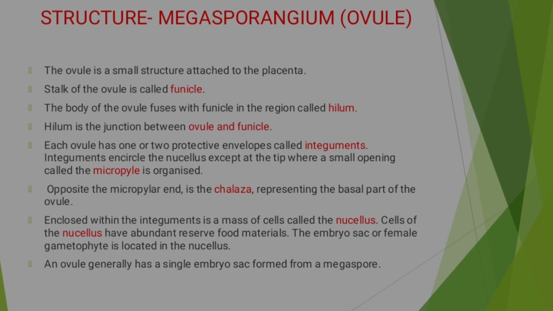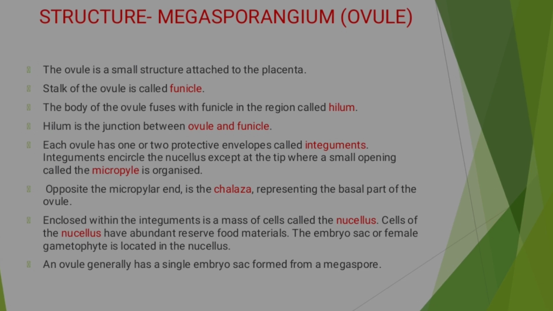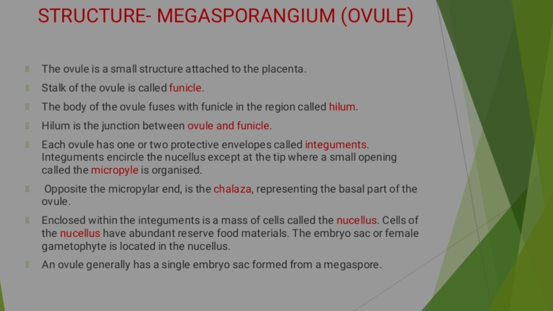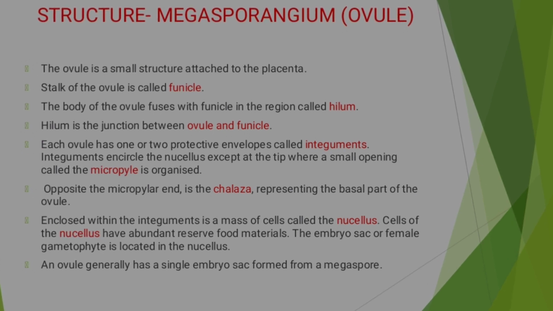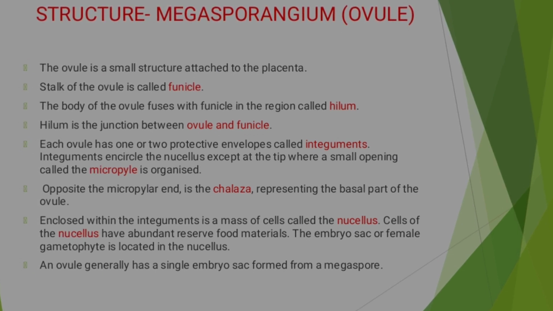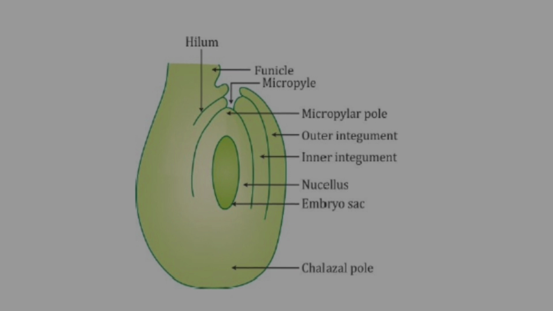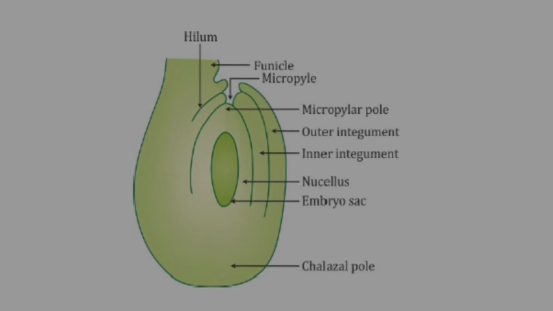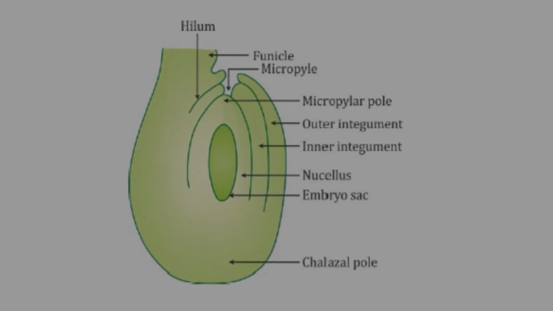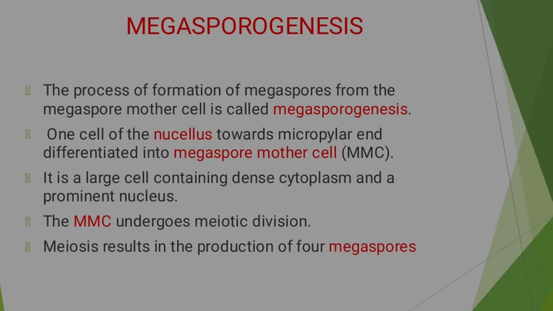Opposite the micropylar end is the chalaza, representing the basal part of the ovule. Enclosed within the integuments is a mass of cells called the nucellus. Cells of the nucellus have abundant reserve food materials. The embryo sac or female gametophyte is located in the nucellus. An ovule generally has a single embryo sac formed from a megaspore. Structure of ovule or megasporangium: hilum, funicle, micropyle, micropylar pole, outer and inner integuments, nucellus, embryo sac, and chalazal pole are also seen in the structure.